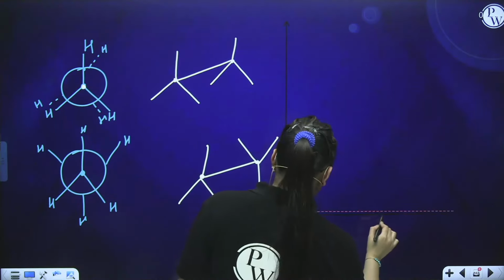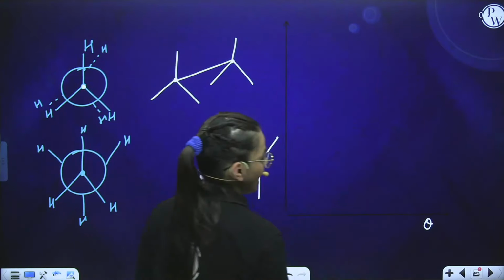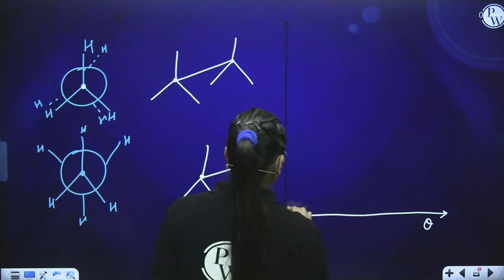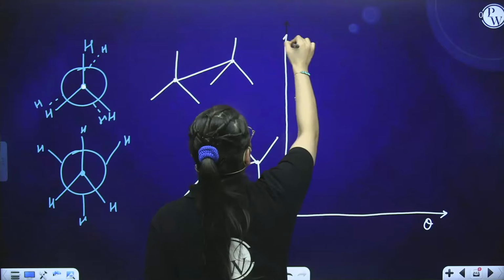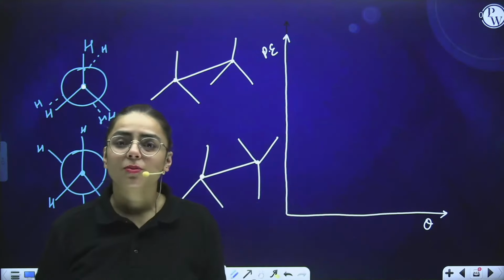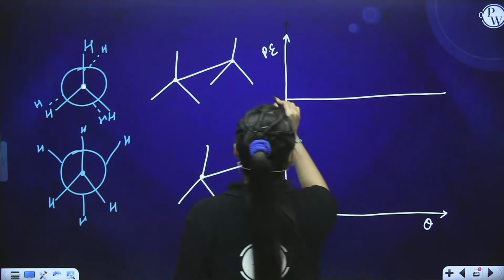Okay, students. Here we will write theta. That means dihedral angle on the x-axis over here. And on the y-axis, students, we are taking our potential energy. So as I told you, eclipsed form is less stable, so we'll have more potential energy. It will have more potential energy.